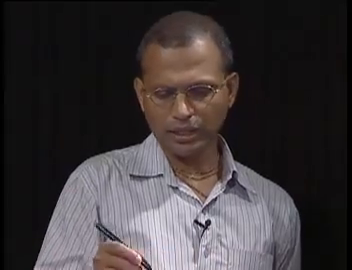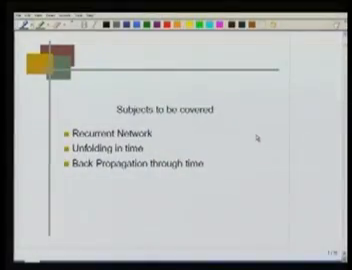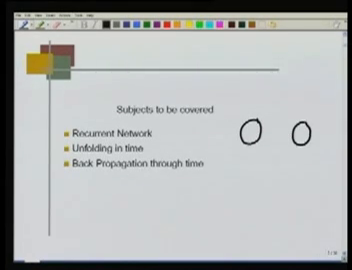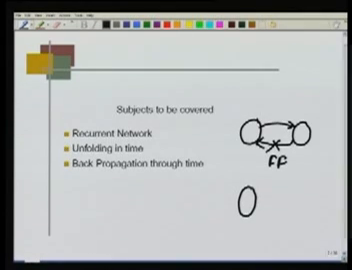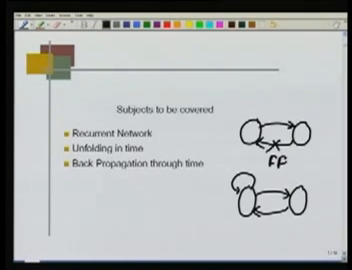So, what is a recurrent network? Earlier we said that if there is a neuron and there is another neuron, and I connect from this neuron to this neuron, then this connection was not allowed in a feed-forward network, whereas in a recurrent network we allow not only the feedback connection, but also the self feedback. So, this is called a recurrent network.